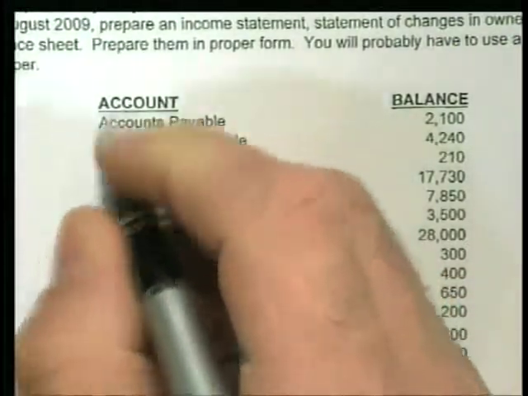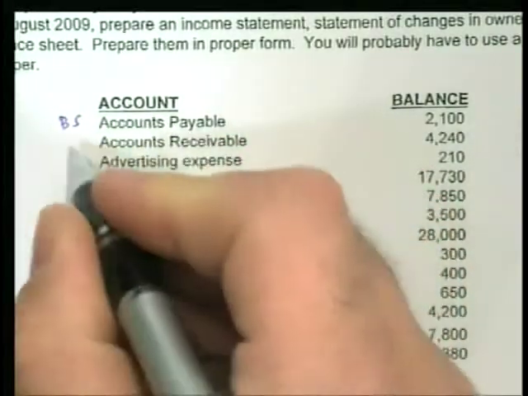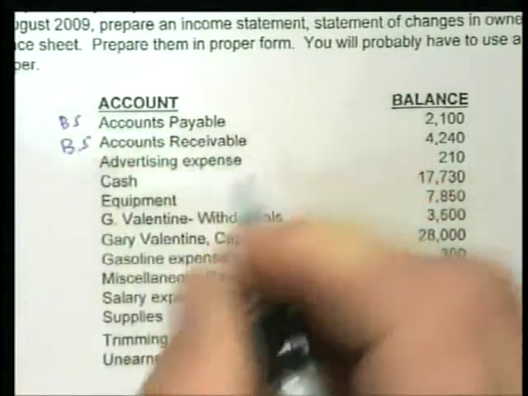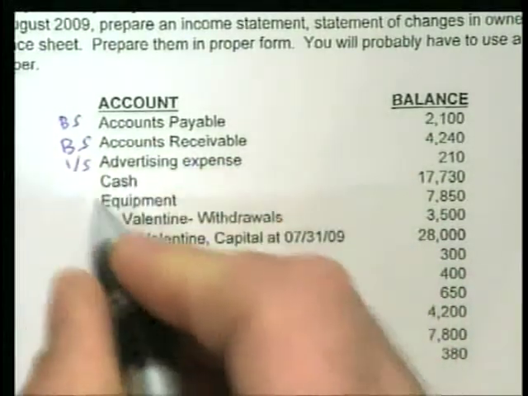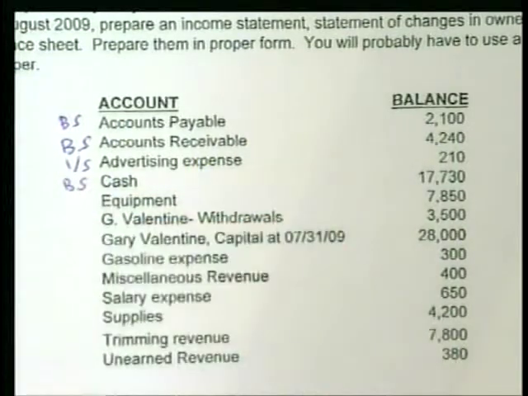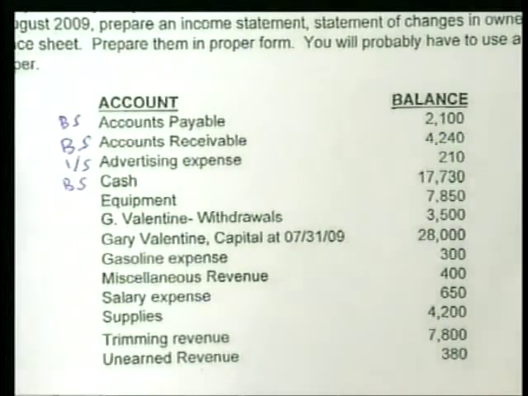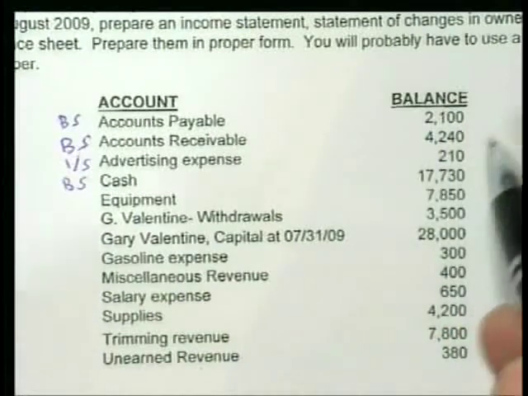Where does accounts payable go? Balance sheet. Where's accounts receivable? Balance sheet. Where's advertising expense? Income statement. Where's cash? Balance sheet. And so on. Okay? You need to do that. Now, do you see where the necessity of circling these accounts as you use them would be even more important here?